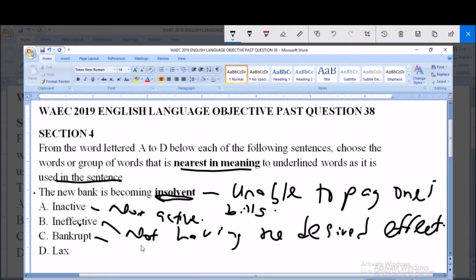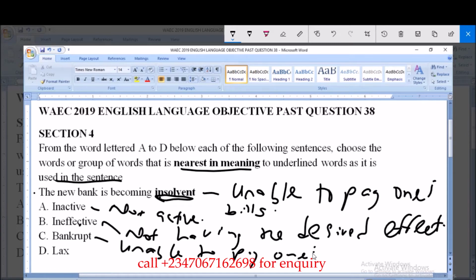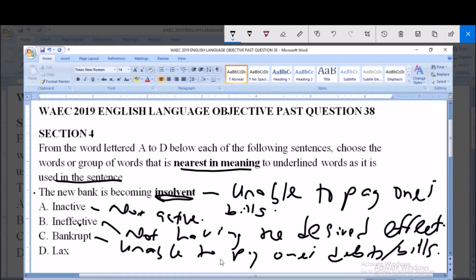Option C, which is bankrupt, means unable to pay one's debts or bills, as the case may be. And lax means lenient or not strict.